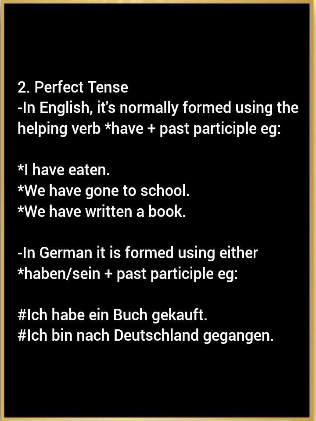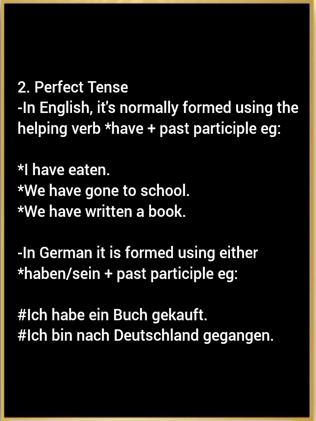How about in German? In German, it is formed either using haben or sein. You know, English is easy. In English, we just use have gone, have eaten, have slept, yeah? But in German, it is formed either using haben or sein plus past participle. Example, ich habe ein Buch gekauft. Ich bin nach Deutschland gegangen, right?